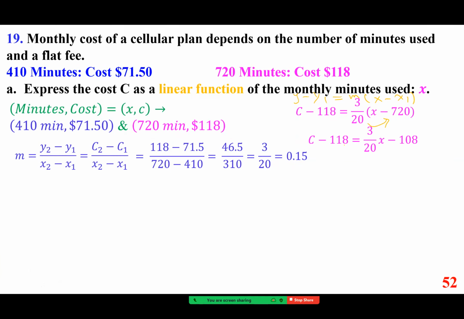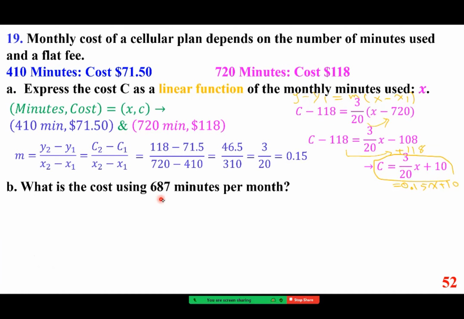And we are going to move this and make it positive on the other side. And c is 3 over 20 x plus 10. You can use it like this or 0.15x plus 10.